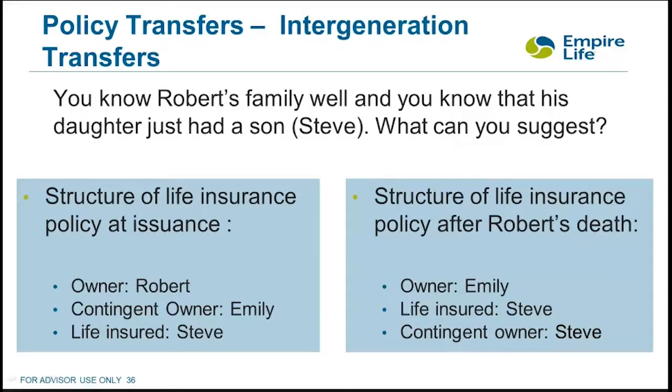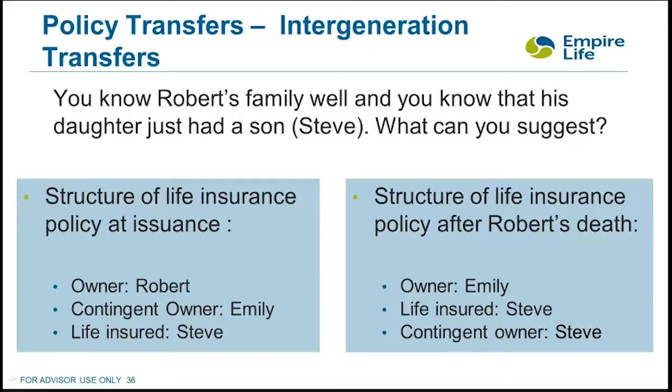Therefore, he would still maintain control of the policy until his death, and he would have access to the cash surrender value if he needed it. However, here the life insured would be Steve. The conditions of the intergenerational transfer rules under the Tax Act are still met because the life insured is a child of the transferee, Steve being a child of Emily. The transfer will be done tax-free and will still bypass Robert's estate.